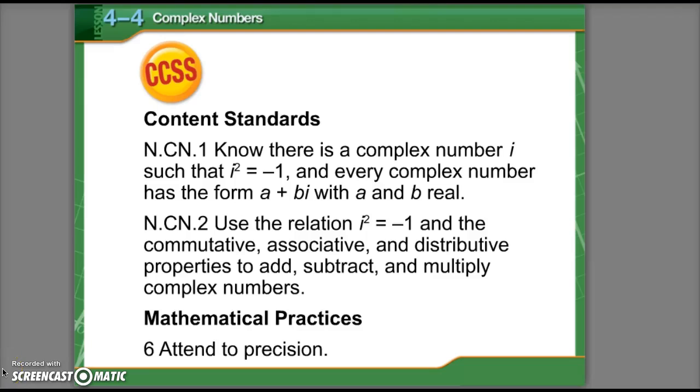Okay, this is the video for Unit 1, Lesson 4. We're in Chapter 4, Section 4 of the textbook, and this lesson is about complex numbers.